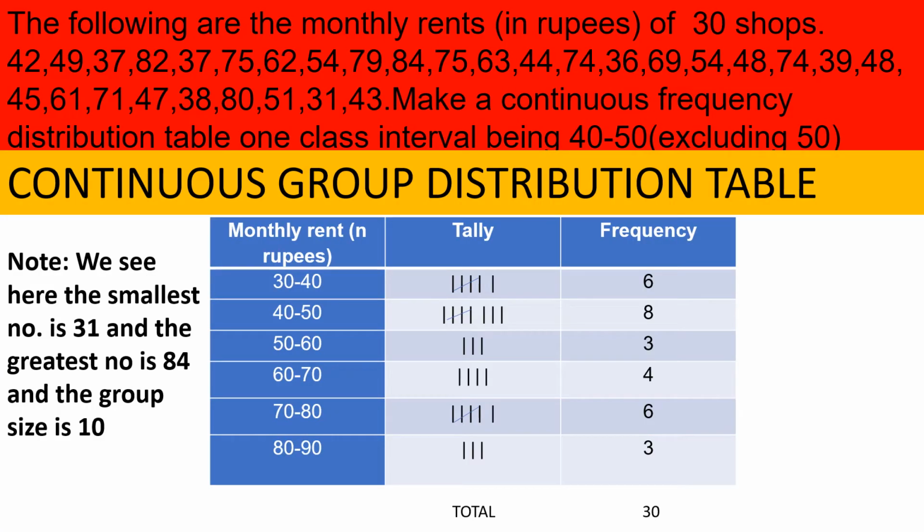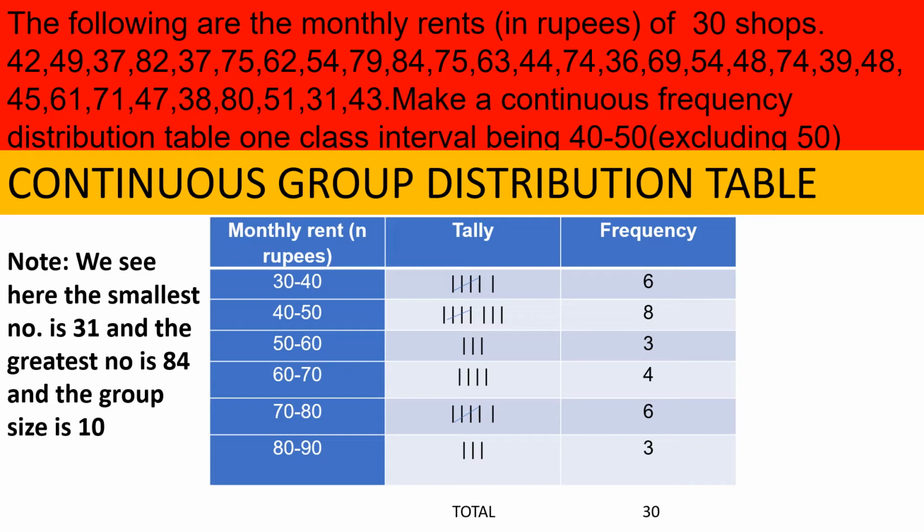Now let us see the sum, that is, the following are the monthly rent in rupees of 30 shops. Given the data are 42, 49, 37, 82, etc., up to 43. You have to make a continuous distribution table, one class interval being 40 to 50. Here you have to exclude 50. This shows that you have to make a continuous group distribution table.